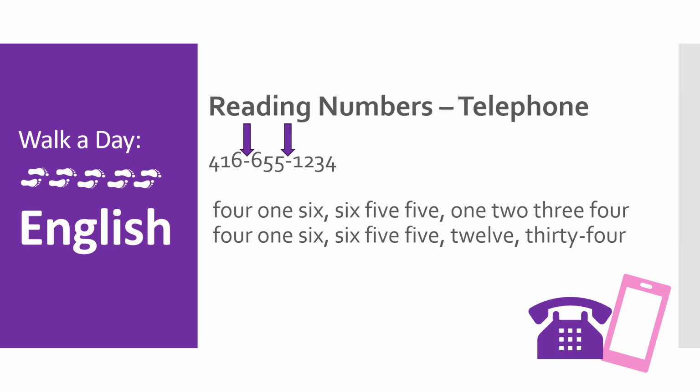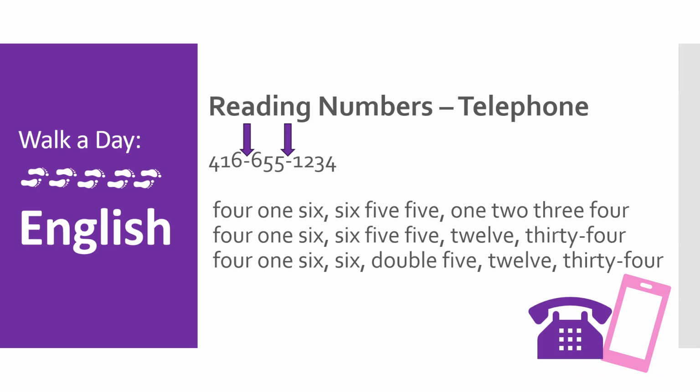Let's take a look at one more way we could say this telephone number. So in this telephone number, in the 655, I have two fives. So it is possible to say double five. So it would sound something like this: 416 655 1234. Now I will not say 416655 because they're on different sides of the grouping of numbers. So one last time, 416 655 1234.